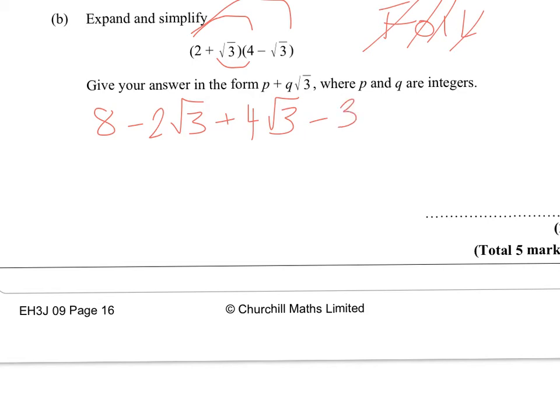Okay, so simplifying, 8 minus 3 is 5, minus 2 root 3 plus 4 root 3 gives me 2 root 3. So we can see from the question that p is 5, and q is 2. There are just 2 marks available for that last question, 1 for expanding, 1 for your final answer.